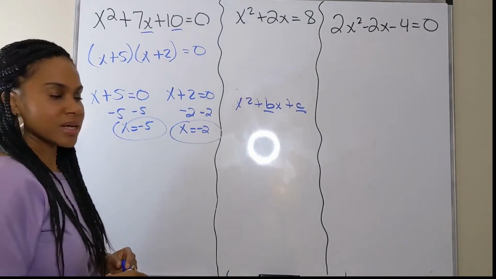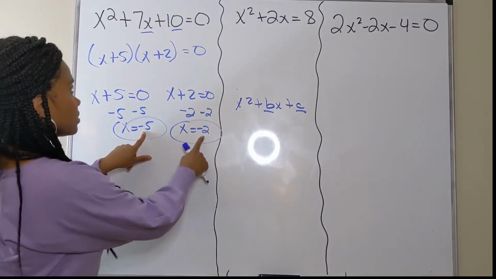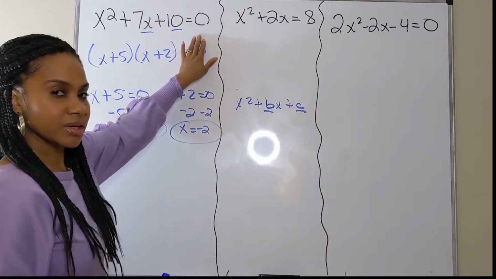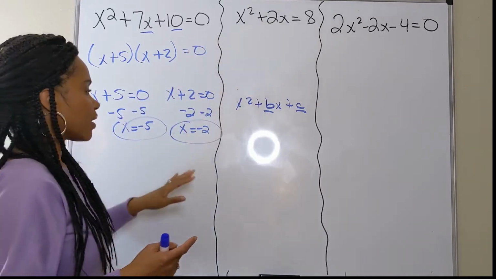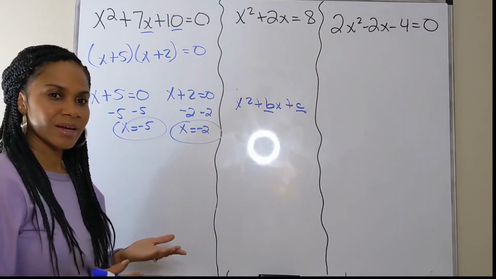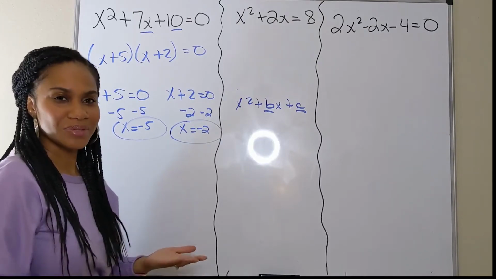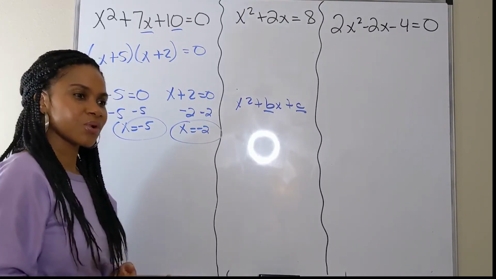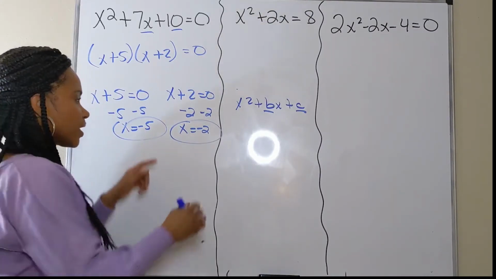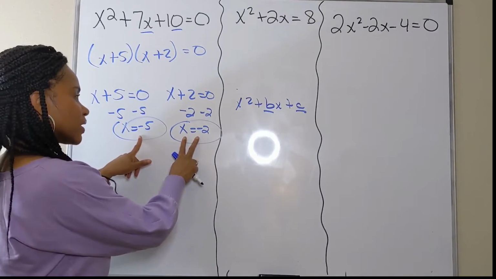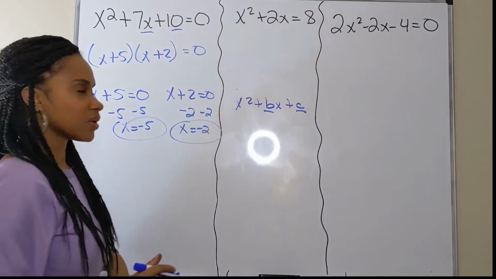So we could check it. We could plug in our answers to see if it equals 0. Remember that another term for solutions to a quadratic equation is zeros. And what are the zeros? The zeros are where the graph crosses the x-axis. That is why we have x equals. So when we plug it in, we should get 0. Let's check it.